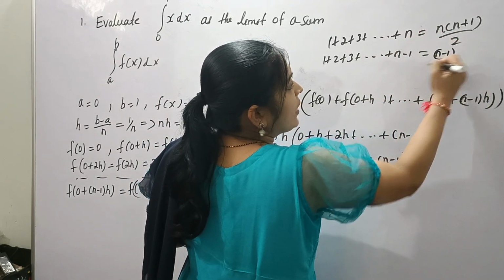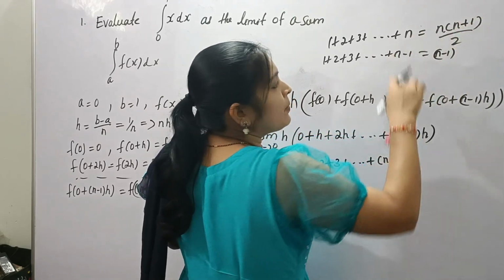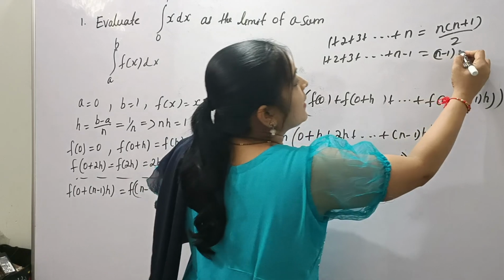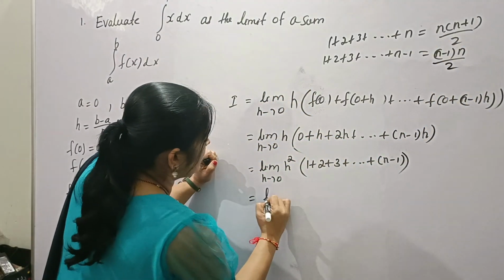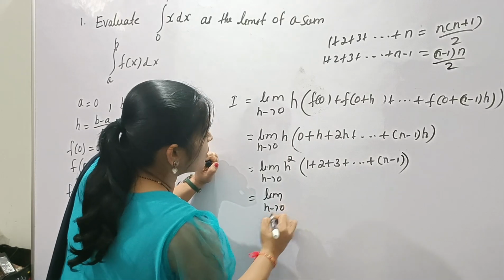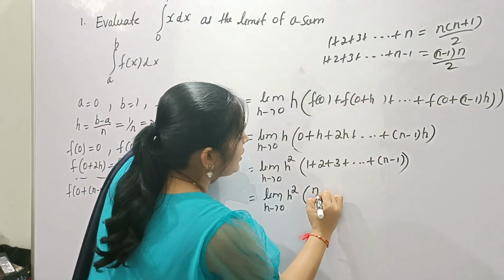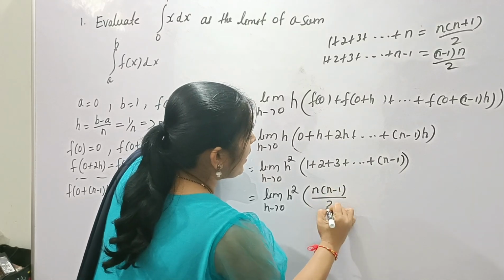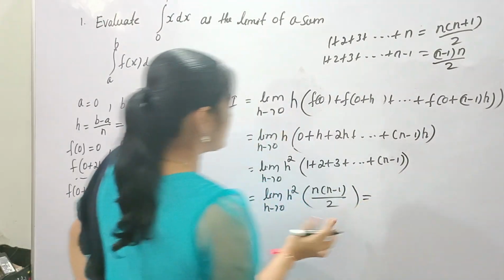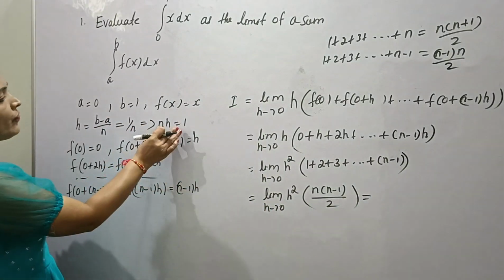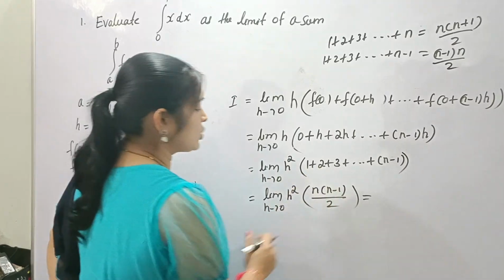Okay, so n minus 1 into n plus 1, here n minus 1 plus 1, that is n, divided by 2. So its sum is limit h tends to 0, h square into, this sum is n into n minus 1 divided by 2. Okay, so here we can write it as, see, remember we have the value of n into h. According to that we have to simplify this one.